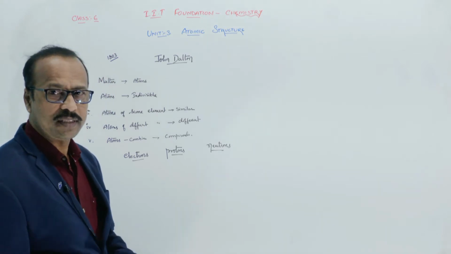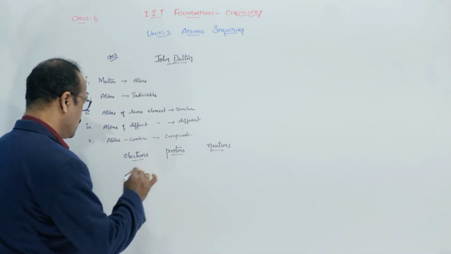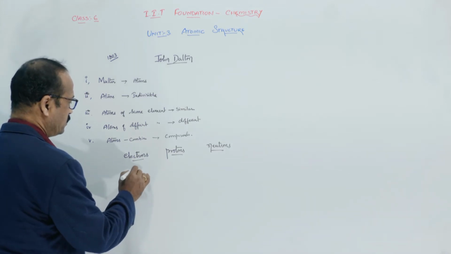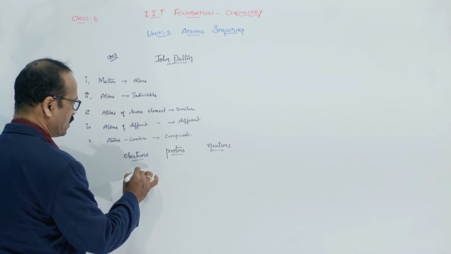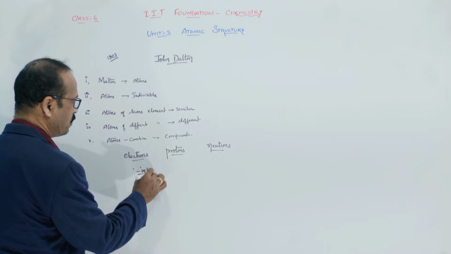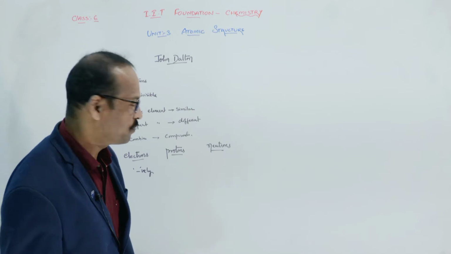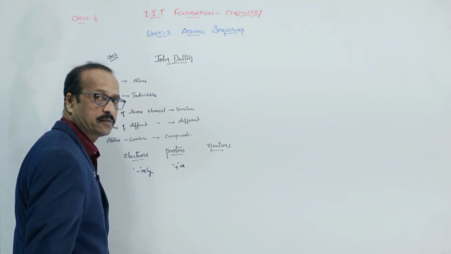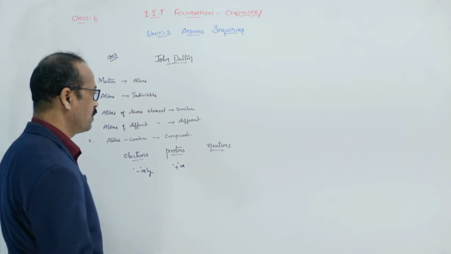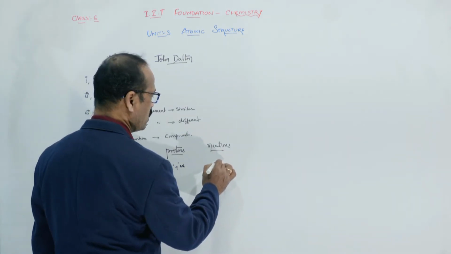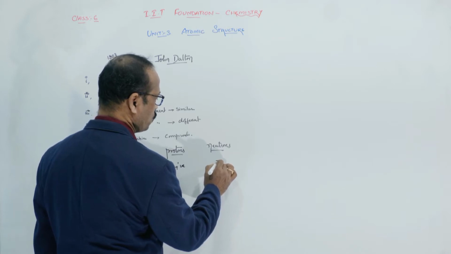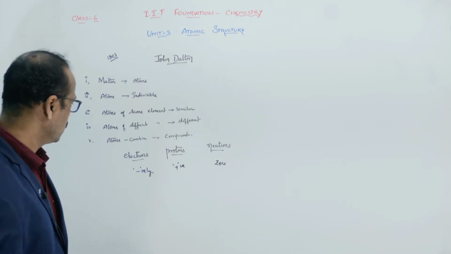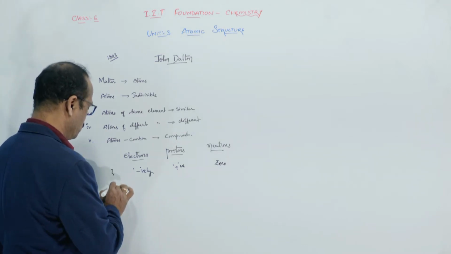Now let us see what these electrons, protons and neutrons are. First, electrons. Electrons are negatively charged particles, meaning they have a negative charge. Protons are positively charged particles. And neutrons are neutral. Neutral means the charge is zero; they do not have any charge. So these are about the electrons, the negatively charged particles.